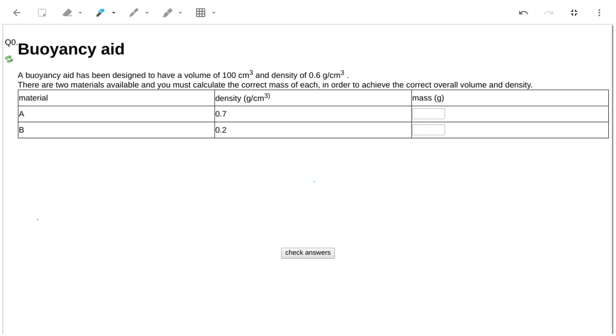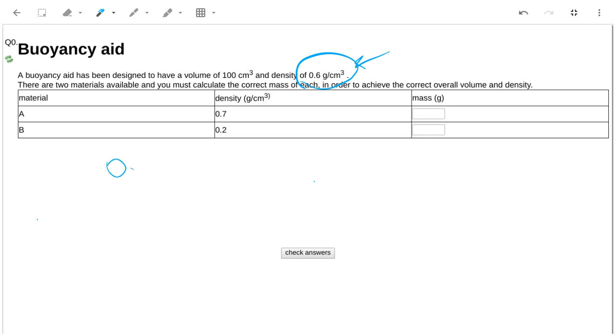Here we've got another question on density, and this time we're trying to choose the right volume or mass of two materials so that we get this target density of 0.6. So let's start with looking at what happens to the average density.